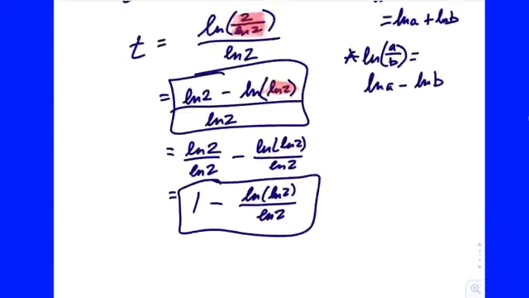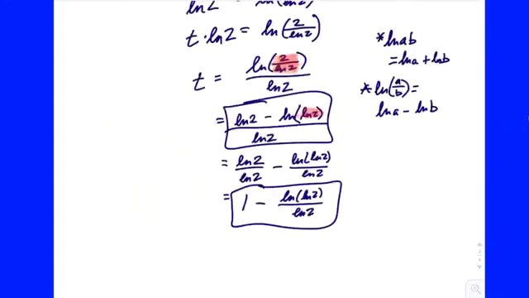Not a real pretty number. If you want to know what that is, you could type it into your calculator. I'm not real curious about it.